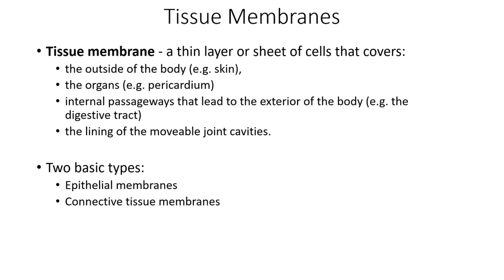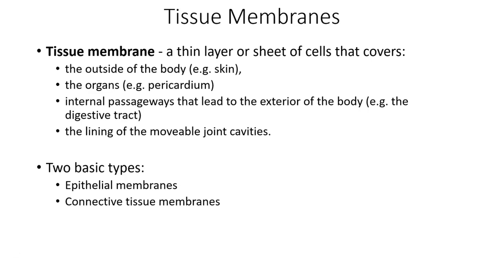Now let's talk about tissue membranes. A tissue membrane is a thin layer of cells or a sheet of cells that can cover the outside of the body, like our skin, the organs, an example of this being the pericardium that surrounds the heart, the internal passageways that lead outside of the body, like the digestive tract, and also the lining of movable joint cavities. We'll talk a lot more about joints another week, but we are going to cover the tissue membranes of joint cavities today.